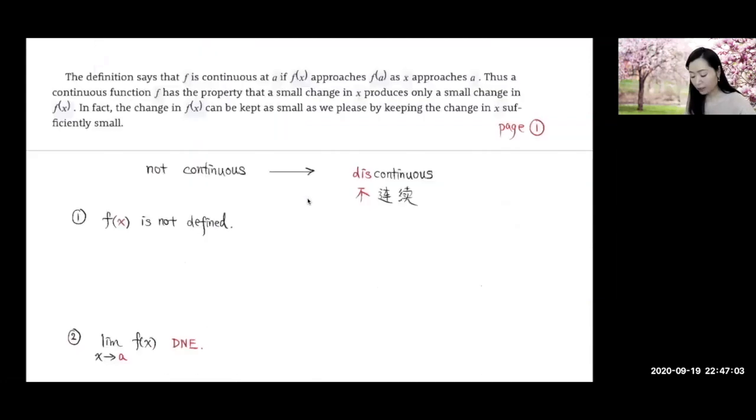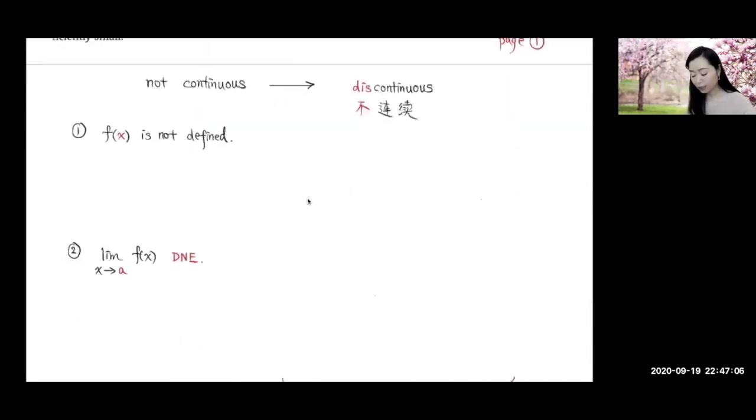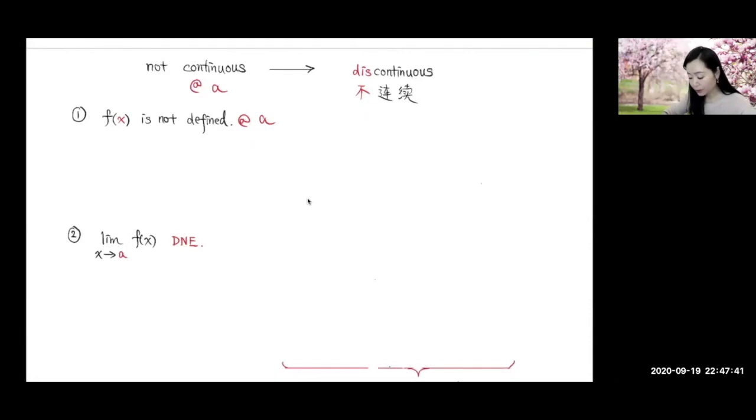Now, if the function is not continuous at a, we call that discontinuous at a. So there are three cases where the function is not continuous at a. Number one, f of x is not defined at a. Maybe I should put it down here: defined at a. Now let me give you some examples.